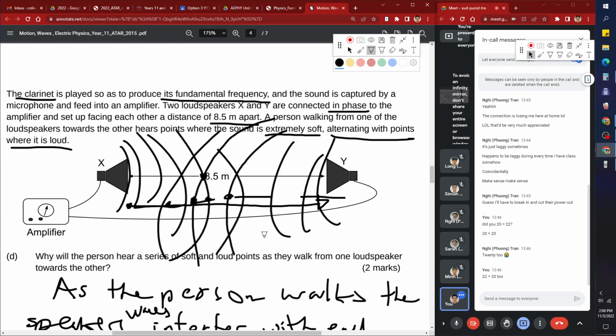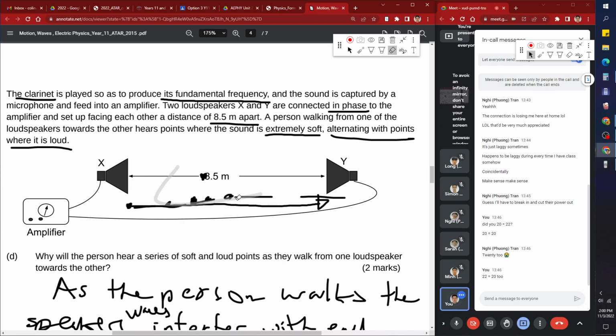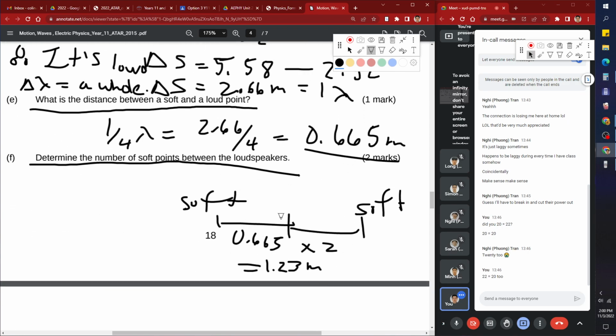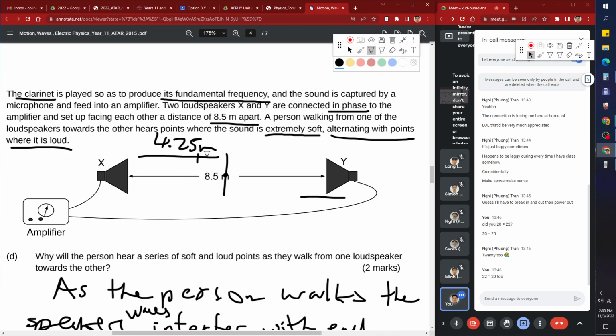How many would we get? The midpoint, remember, between any two speakers is always the loud point. So there's a loud one, and then that means there's only 4.25 meters here. And we know there's going to be one soft one here, which is 0.665 away. As soon as you get that one, then you can divide the other ones. So the remaining distance we have is 3.58 meters left.